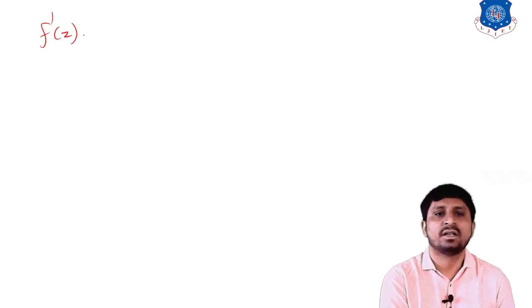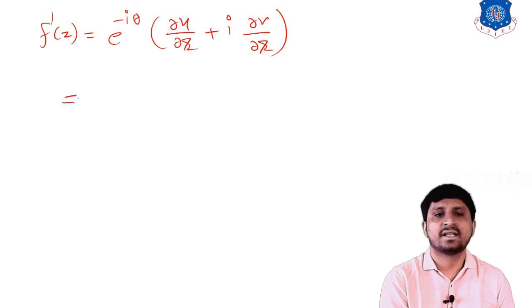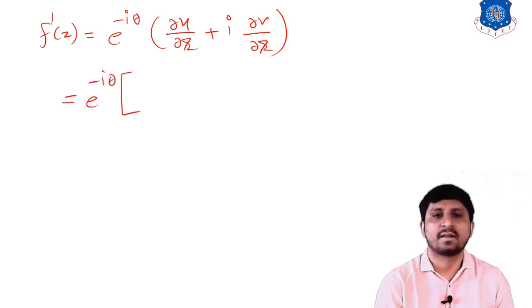And this is my formula to find f dash z: e raised to minus i theta into (del u by del r plus i del v by del r). So that is equal to e raised to minus i theta, del u by del r.